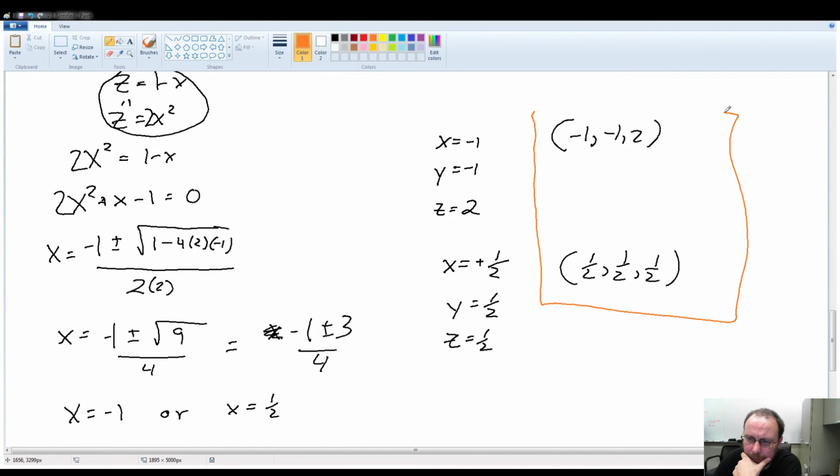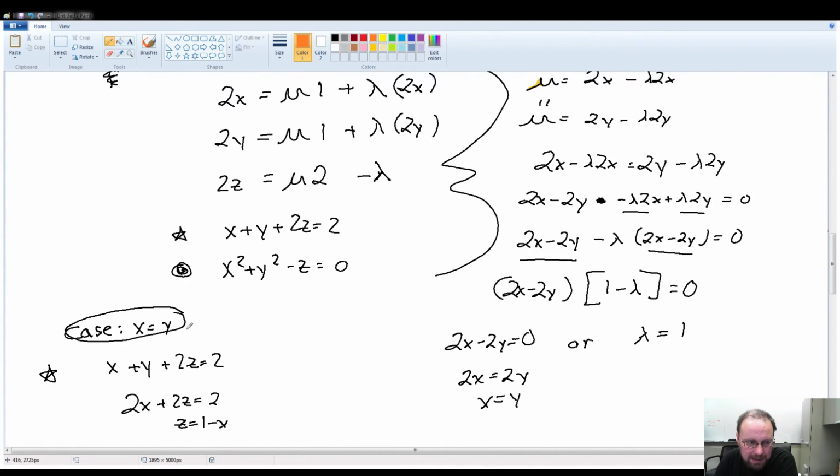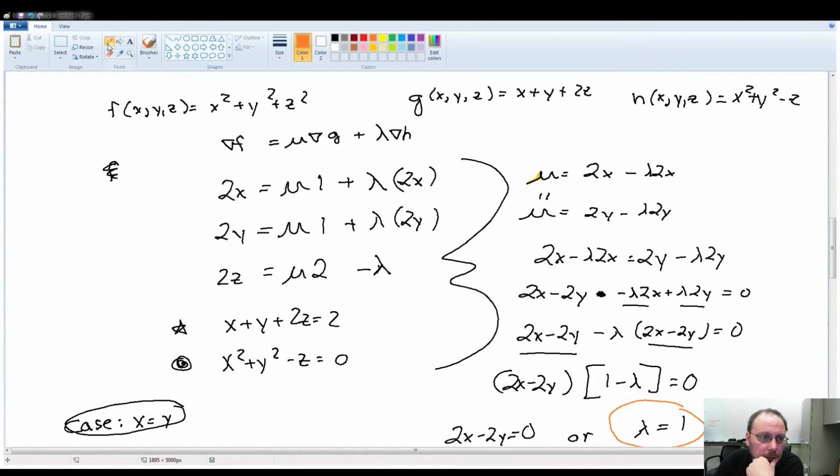Is there a case I'm leaving out? We better scroll up. I think we are, right? Okay. We had the case where x equals y, but we still have to consider the case where lambda equals 1. Oh boy. This is not a homework question. This is more like a project, you know?